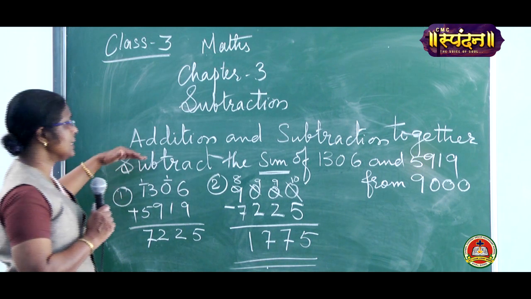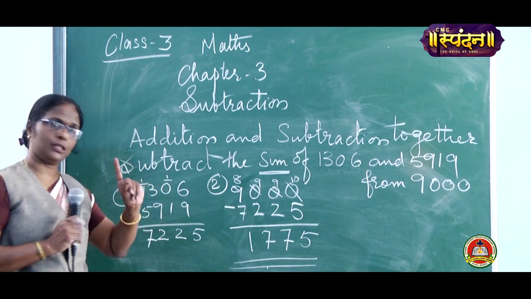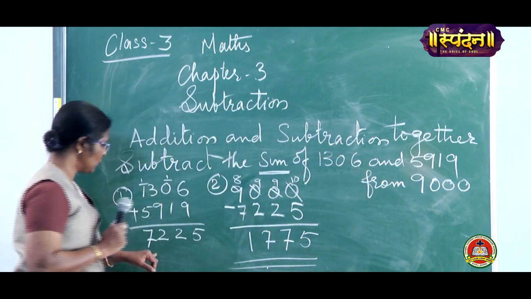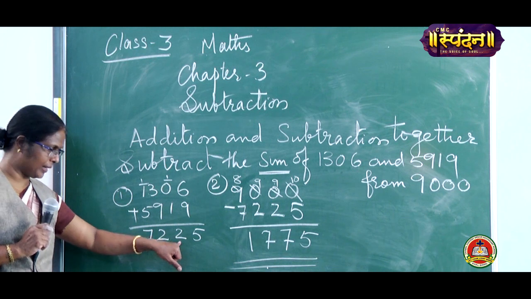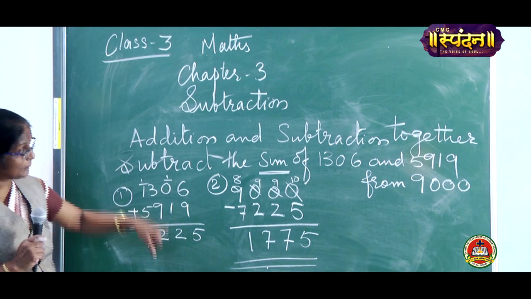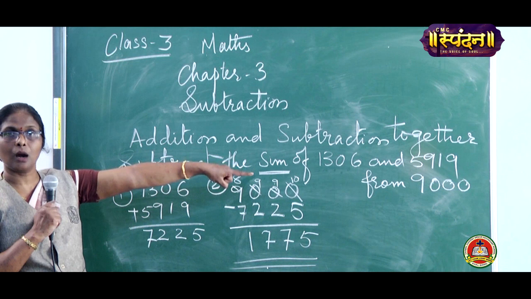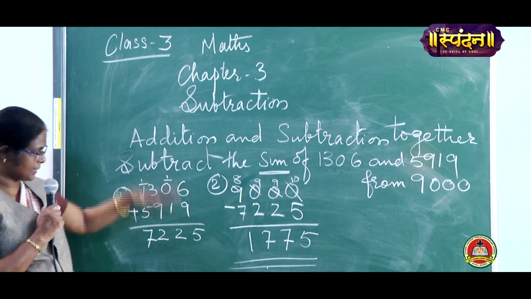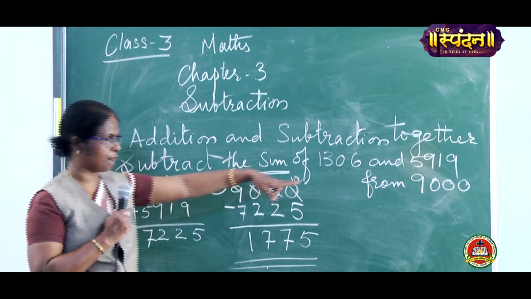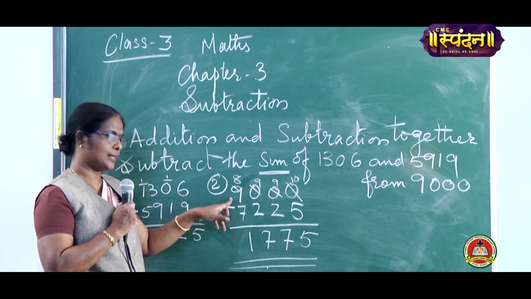I will explain it again. Here the question is, subtract the sum of. After addition, you get the answer that is called the sum. So first you have to add these two numbers. You will get the answer 7225. This is the sum that you got. This sum should be subtracted from 9,000. Is it clear now? 9,000 is the bigger number, so write it first.